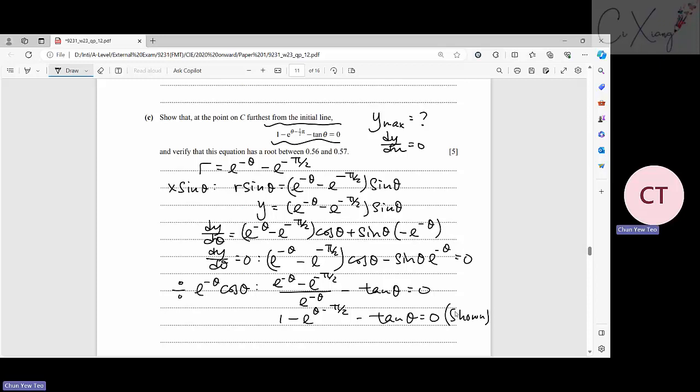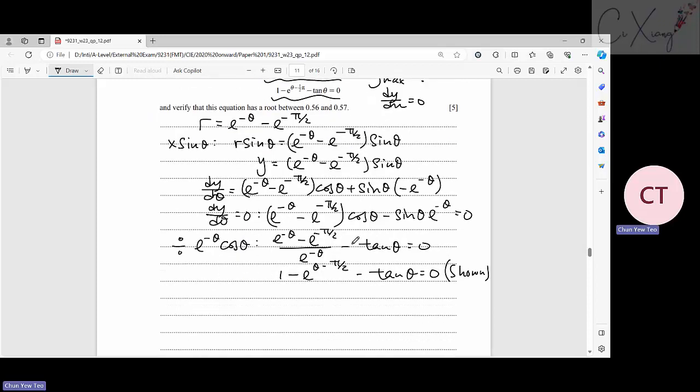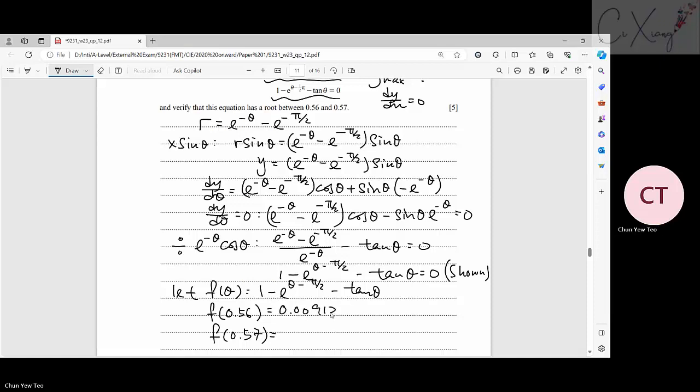Okay, now we want to verify that there's a root between 0.56 and 0.57. Now we let f(θ) equal to 1 minus a e^θ minus a π/2 minus a tan θ. Then change your calculator to radian mode. Press the calculator for f(0.56) and f(0.57). If you press the calculator for f(0.56), remember to change your calculator into radian mode, you get positive. This one you get negative.